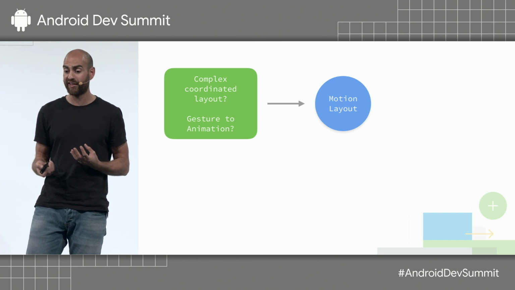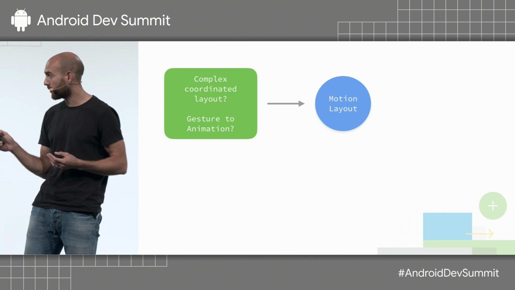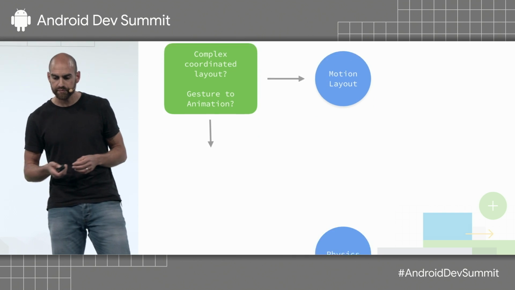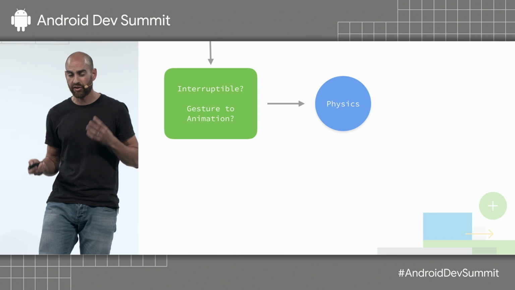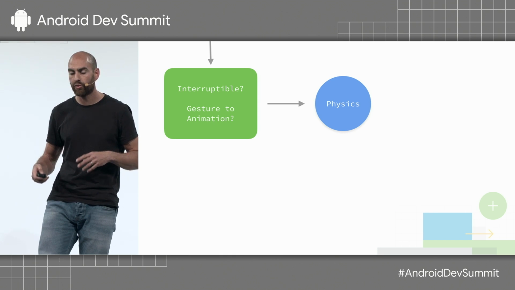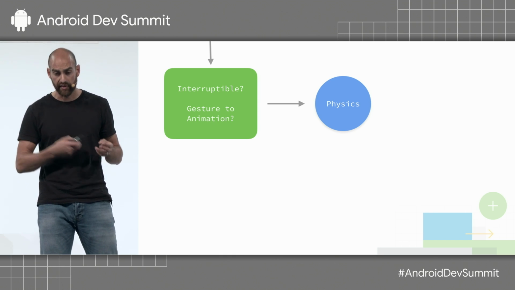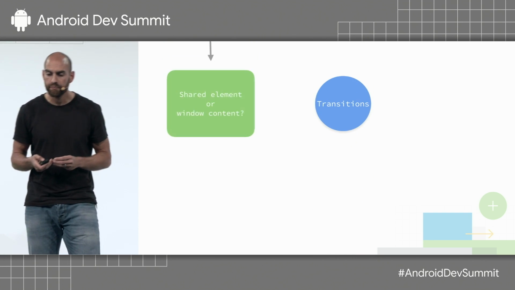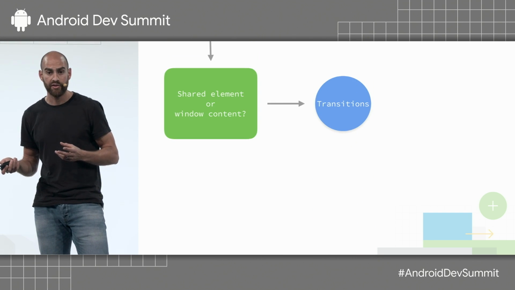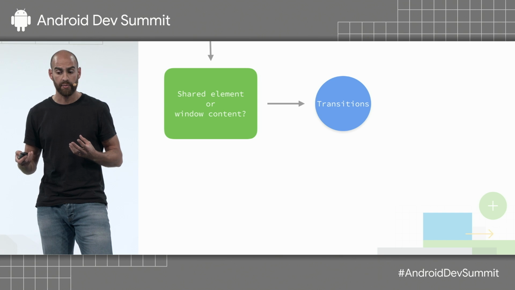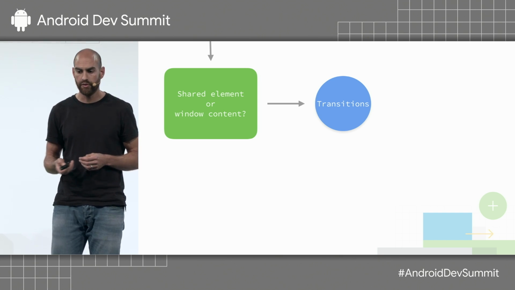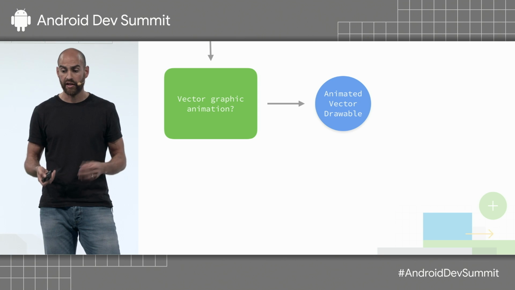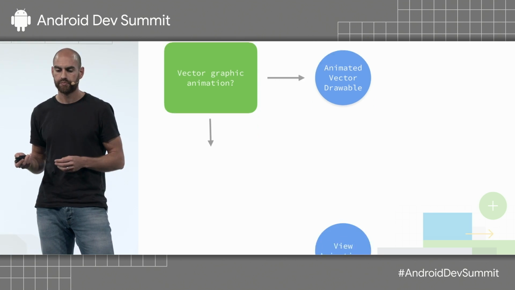For complex coordinated layout, and especially for that nice handoff between gesture and animation, then really do check out MotionLayout. Next up, if you need to build interruptible animations, or again, do gesture to animation with velocity tracking, then look at the physics layout system. If you need to do shared element transitions or window content transitions in your application, then Transitions is the API for you. And if you need to do vector graphic animations, then check out Animated Vector Drawable.